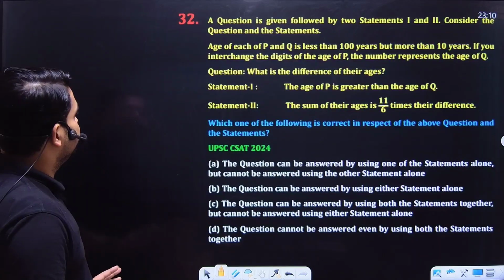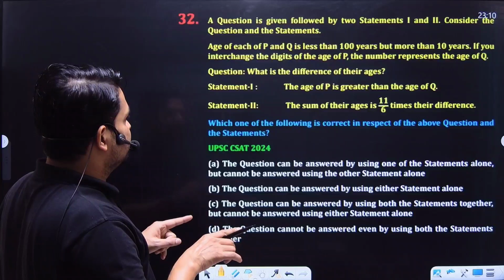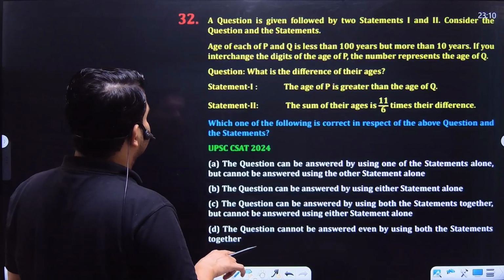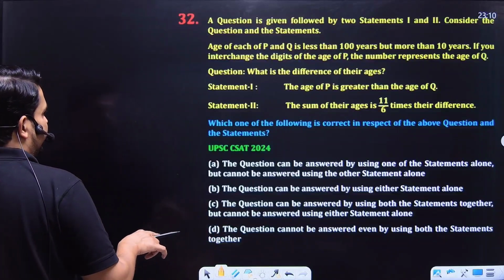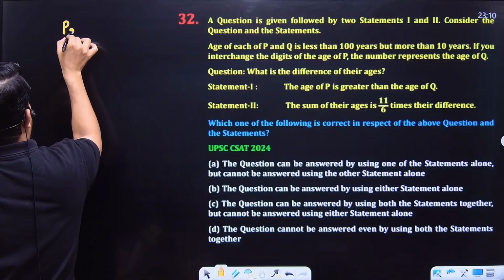Question number 32. A question is given, followed by two statements, first and second. Consider the question and the statements. The age of each of P and Q is less than 100 years. You have two persons, P and Q.